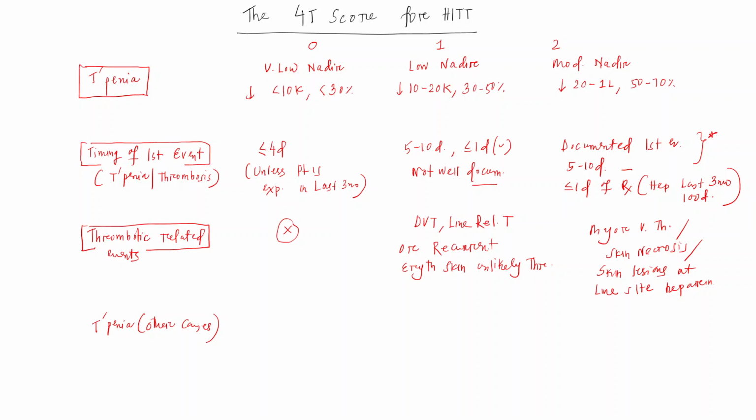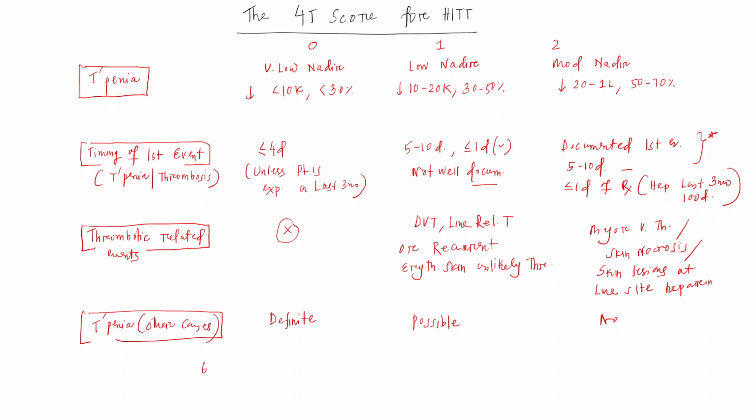Then regarding other causes of thrombocytopenia: if you have a definite other cause of thrombocytopenia, it is given a score of 0. If there is a possibility of another cause, then it is score 1. If no other cause of thrombocytopenia is possible, then it is given score 2. These are the 4 T's. Then you have to calculate the total score.